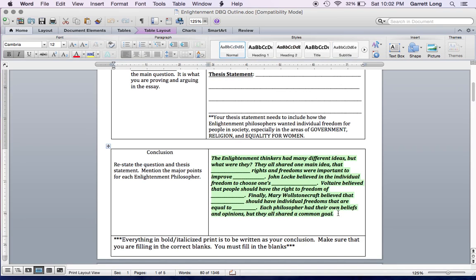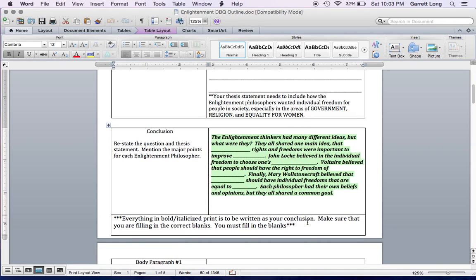in bold italicized font is I basically wrote out the conclusion for you guys. And what you guys are to do is fill in the blanks. Okay? I'm not going to fill them in for you. I'm hoping that you know what to fill in the blanks since we've gone over this several times. But make sure that you understand that everything in bold italicized print is to be written as your conclusion. And make sure that you are filling in the correct blanks. The blanks must be filled in.